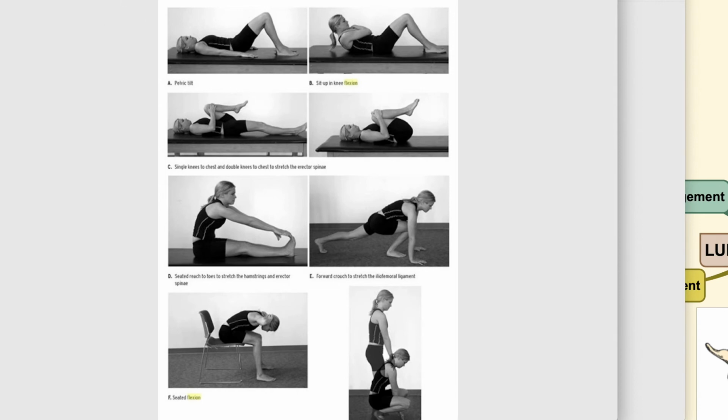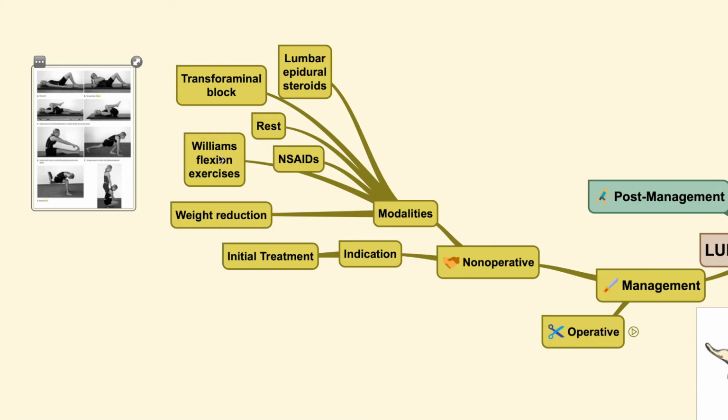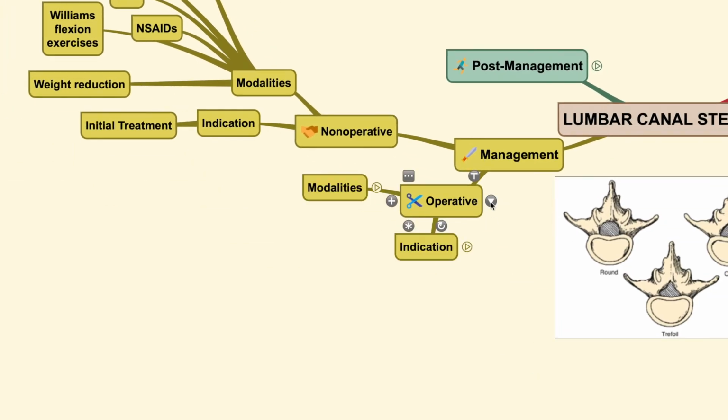So when you do a Williams flexion exercise, you actually want to reverse the curvature of the spine into a more straight position, or not in hyperlordosis. Now, the next thing that you could do is operative management.